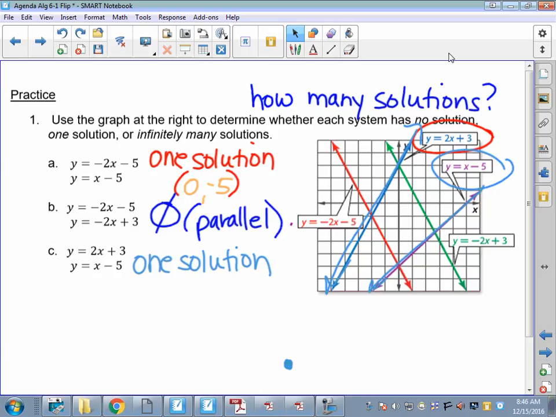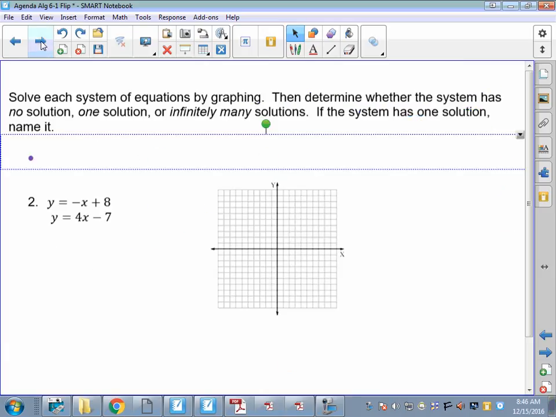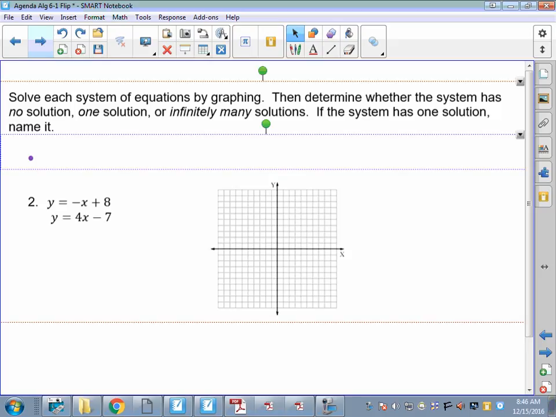All right, so let's do an example. First of all, the directions on these guys are going to read something like: solve each system of equations by graphing. Determine whether the system has one solution, no solution, or infinitely many. If it has one solution, name it.